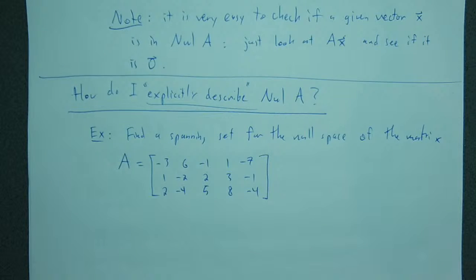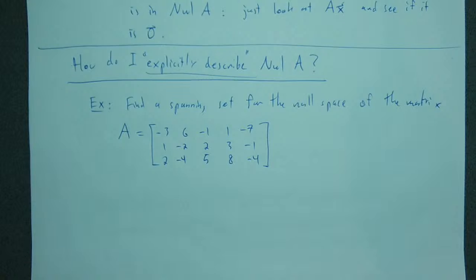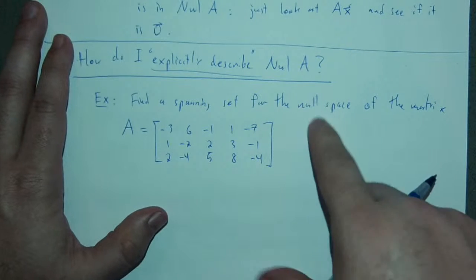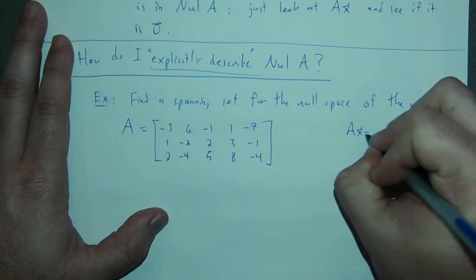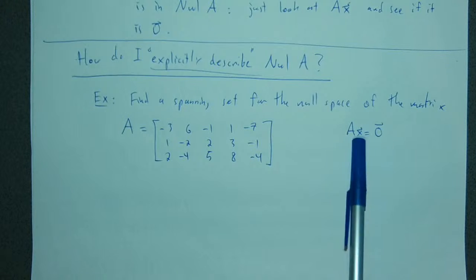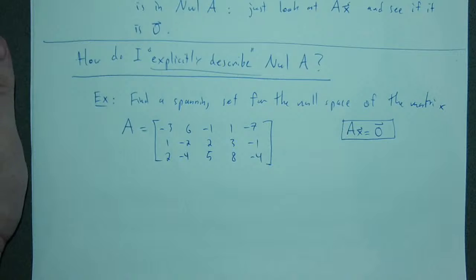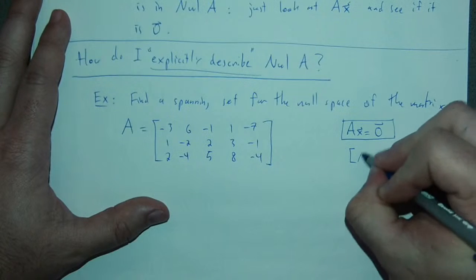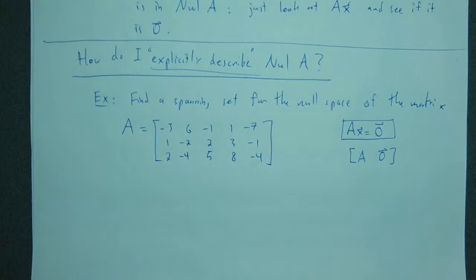Okay. All right, so there's my matrix A. So what's the first step to this? Find a spanning set for the null space. The null space of the matrix, of course, is the set of all vectors that satisfy the equation AX equals the 0 vector. So then what does it make sense to do? It makes sense to look at this equation. So let's look at the equation AX equals 0. Let's form the augmented matrix [A 0] and then reduce it.